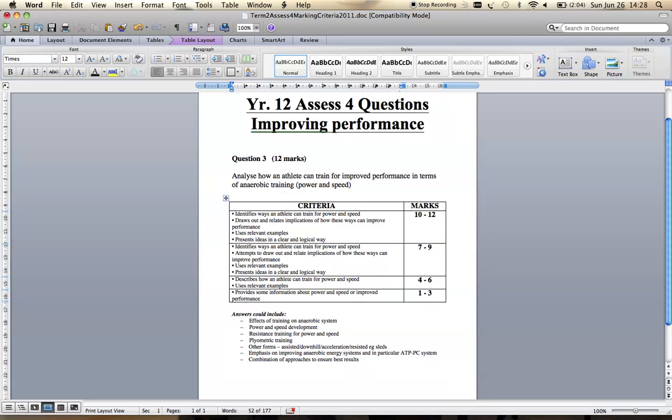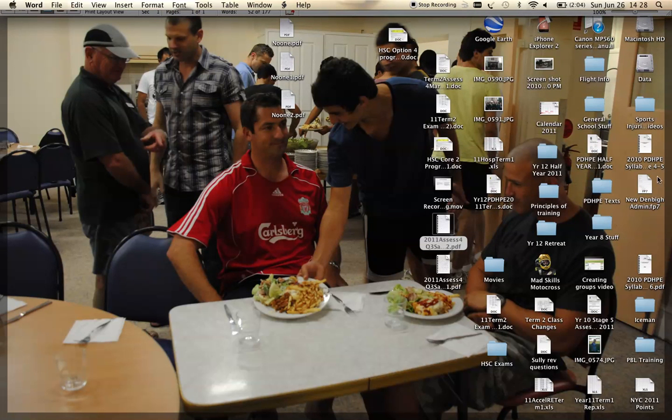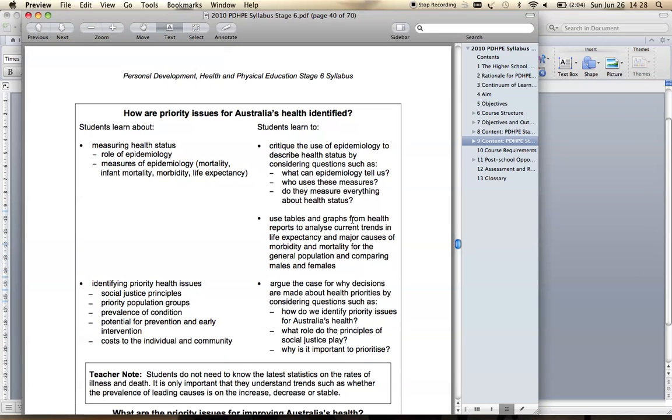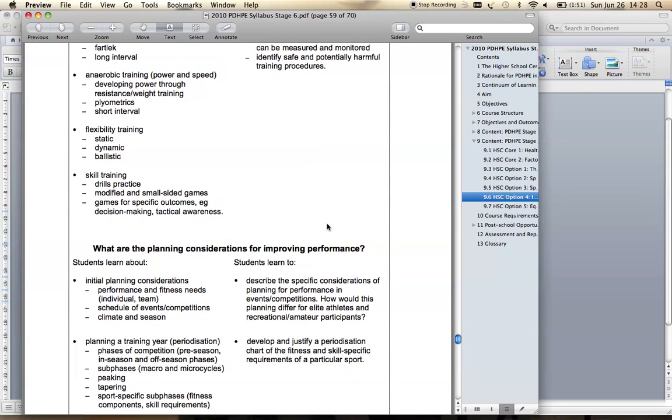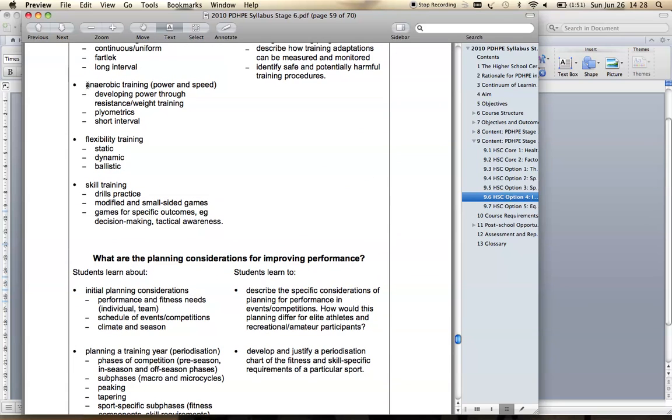So let's just have a look first off at the syllabus, which I really should have had open earlier for you. Obviously with training to improve your power and speed, you're looking here at the anaerobic training, and specifically you need to mention these 3 areas. So developing the power through resistance or weight training, how are you going to do that? Or how would an athlete do that? Developing the power or speed through plyometrics, how would they go about that? Why does that improve power? And also improving their power and speed through short interval training. So it's those 3 things.